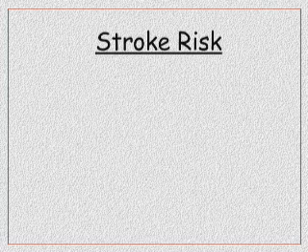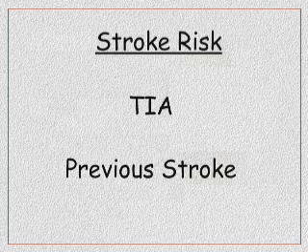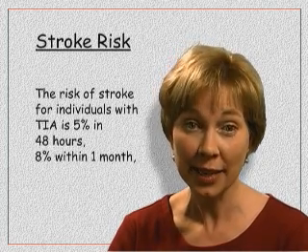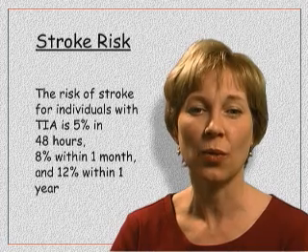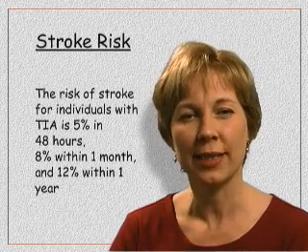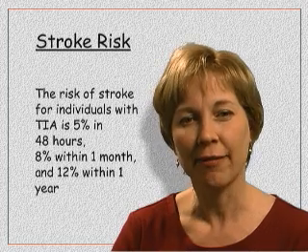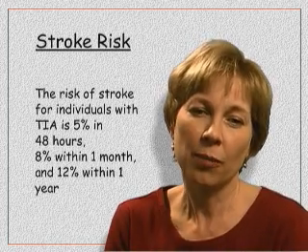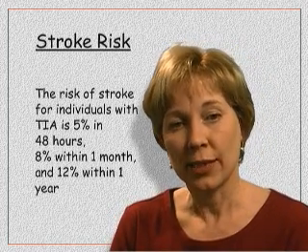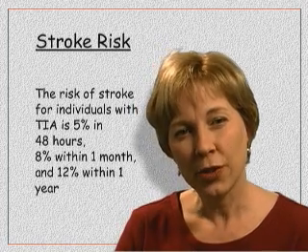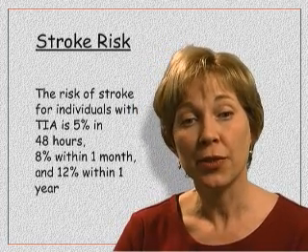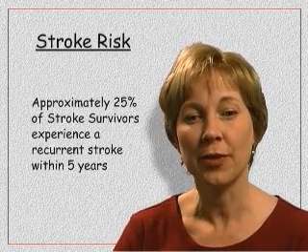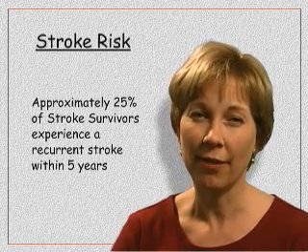Let's look at two big stroke risks, TIA and a previous stroke. The risk of stroke for individuals with TIA is 5% in 48 hours, 8% within 1 month, and 12% within 1 year. Therefore, if you've had a resident who has had a TIA, they have a 5% chance of developing a full-blown stroke within 48 hours. Therefore, it's important that if you have a resident who's had a TIA or is at risk for stroke, you consider implementing appropriate stroke prevention strategies. Approximately 25% of stroke survivors experience a recurrent stroke within 5 years.